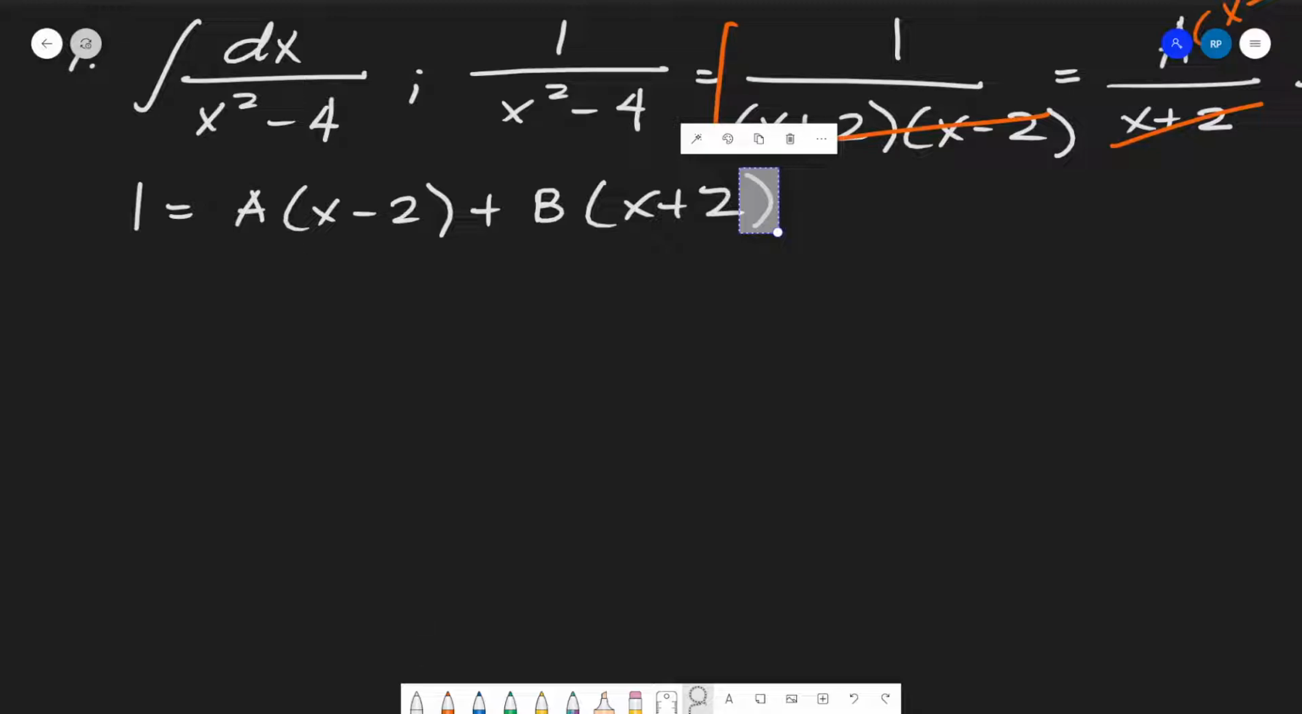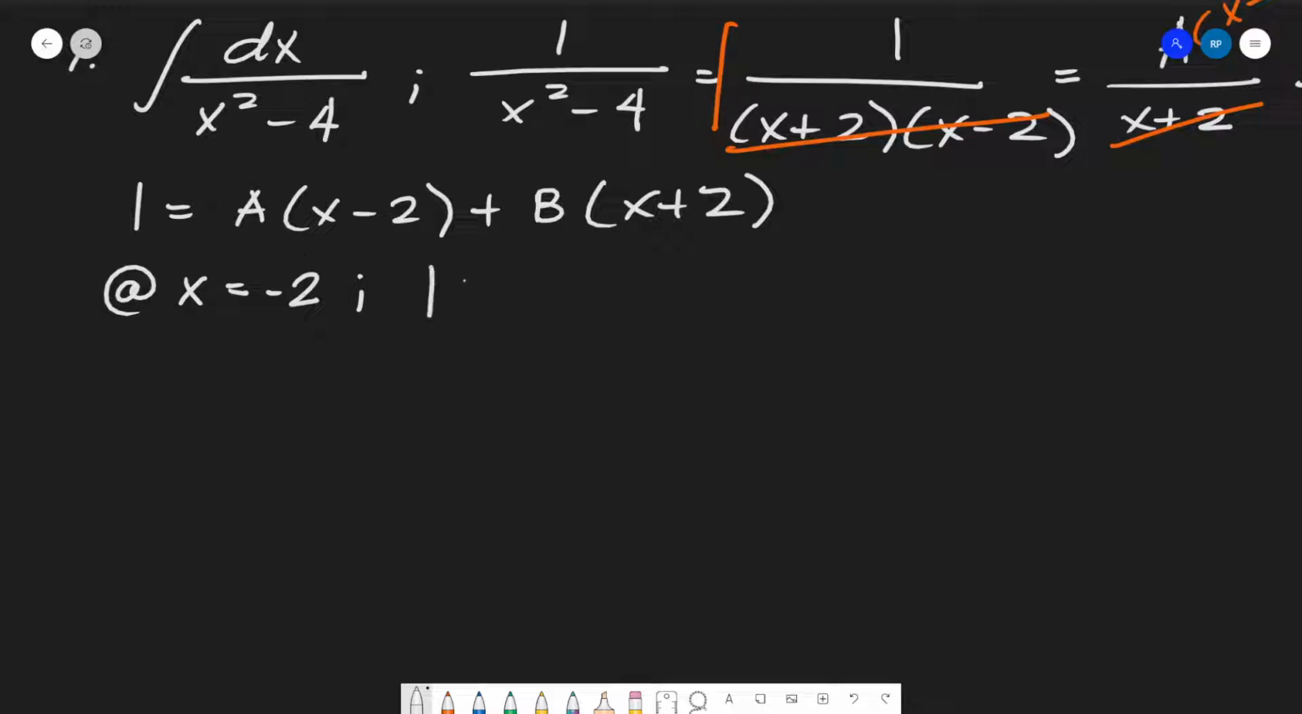Now we are going to solve for A and B. How are we going to do that? We can substitute values for x that will make the other variable's term 0. First I will solve for A, so I look for x that will make the B term 0. That is x equal to negative 2, since 0 times any number is 0.